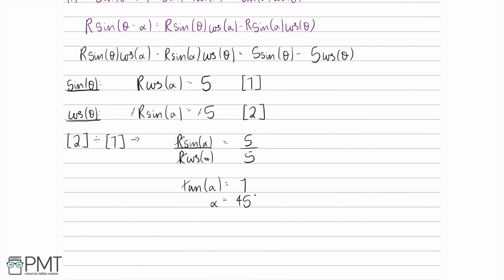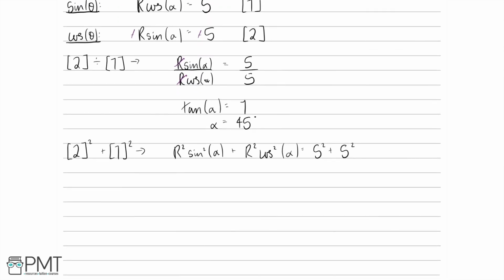And now let's find out what r is. What I'm going to do is equation 2 squared plus equation 1 squared and see what we're left with. Equation 2 squared gives us r squared sine squared alpha, plus r squared cos squared alpha, which equals 5 squared plus 5 squared. Now I can factorize out the r squared, so I'm left with sine squared alpha plus cos squared alpha, which equals 5 squared plus 5 squared, which is 25 plus 25, which is just 50.